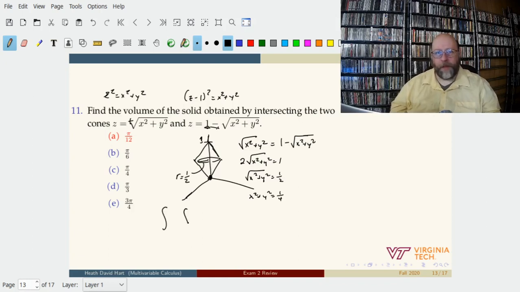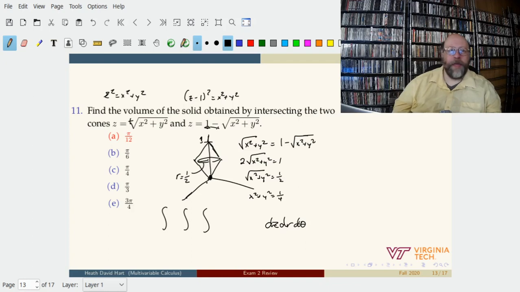So let's set this up in cylindrical coordinates, dz, dr, d theta. Theta goes all the way around from 0 to 2 pi. The radius goes out from 0 to 1/2. And the height, the z coordinate, enters at the bottom cone, which in polar coordinates is r, and leaves at the top cone, which is 1 minus r. Because we're integrating in cylindrical coordinates, we multiply by r.